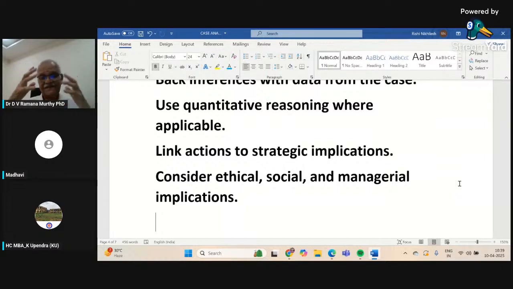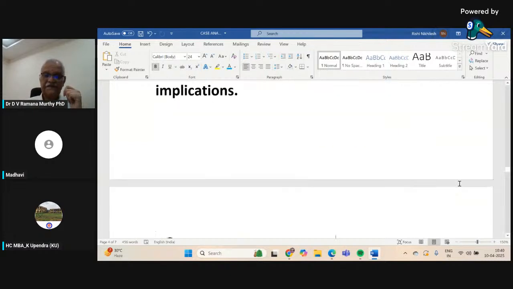Then consider ethical, social, and managerial implications. That's why I'm talking to you about ethical issues, social issues, and managerial implications. The idea may be very brilliant, and on the face of it, it works. Everybody gets convinced, but then consider the other things. Is it ethical? Is it social? And what are the managerial implications of this? What sort of changes are necessary here? All these things must be considered.